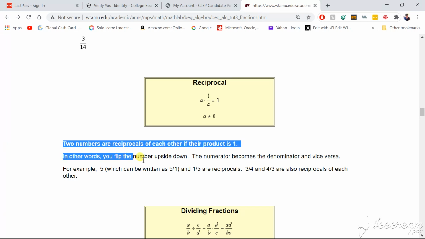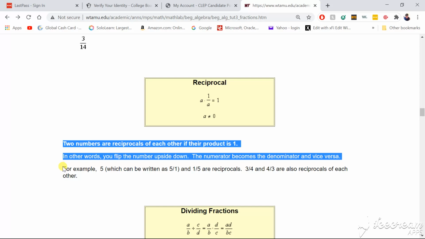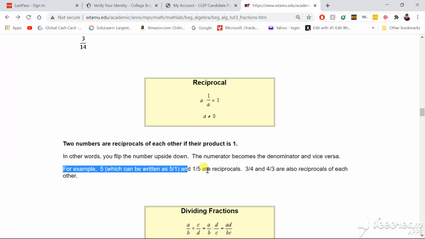Two numbers are reciprocals of each other if their product is 1. In other words, you flip the number upside down. The numerator becomes the denominator and vice versa. For example, 5, which can also be written as 5 over 1, and 1 over 5 are reciprocals. 3 over 4 and 4 over 3 are reciprocals of each other.